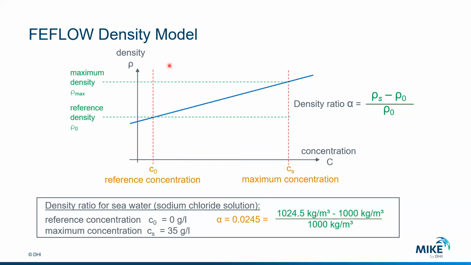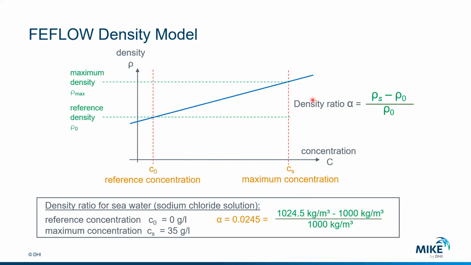So you see here on the screen a linearization of density, with density on the vertical axis and concentration on the horizontal axis. In terms of parameters, we need the density ratio and the minimum and maximum concentration. With these three values, it doesn't matter which concentration you are at, we will know the relative change of density applied to that concentration.